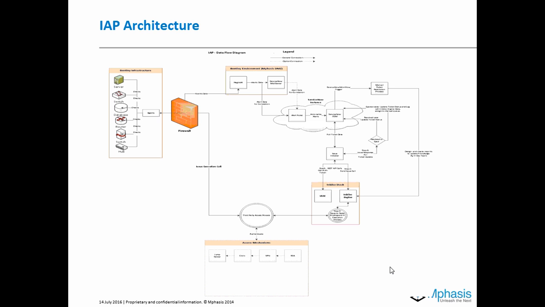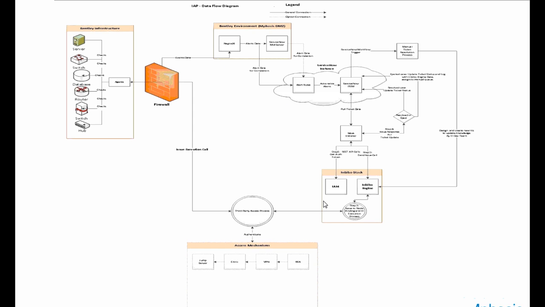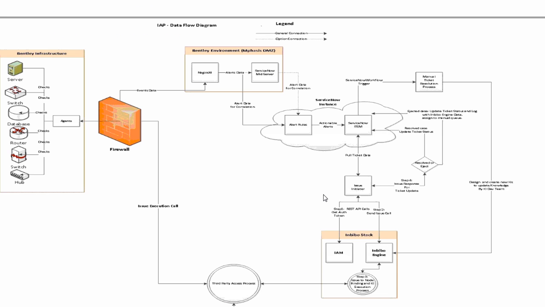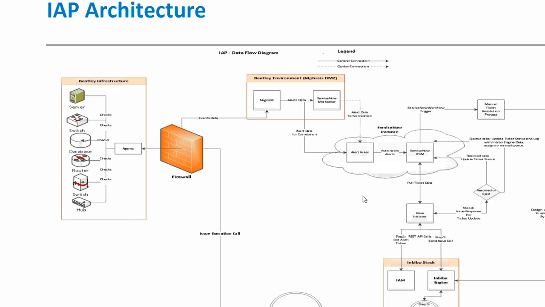Moving on, this is the high-level architecture of the automation. This is the integrated architecture. What you see on the left is the customer's infrastructure, which comprises all the critical components: servers, databases, routers. These infrastructure elements are being monitored by Nagios, which is one of the monitoring systems. As you can see, there are agents deployed on the infrastructure, and the agents are monitoring each of the systems. If any impact happens, it would generate a critical alert.